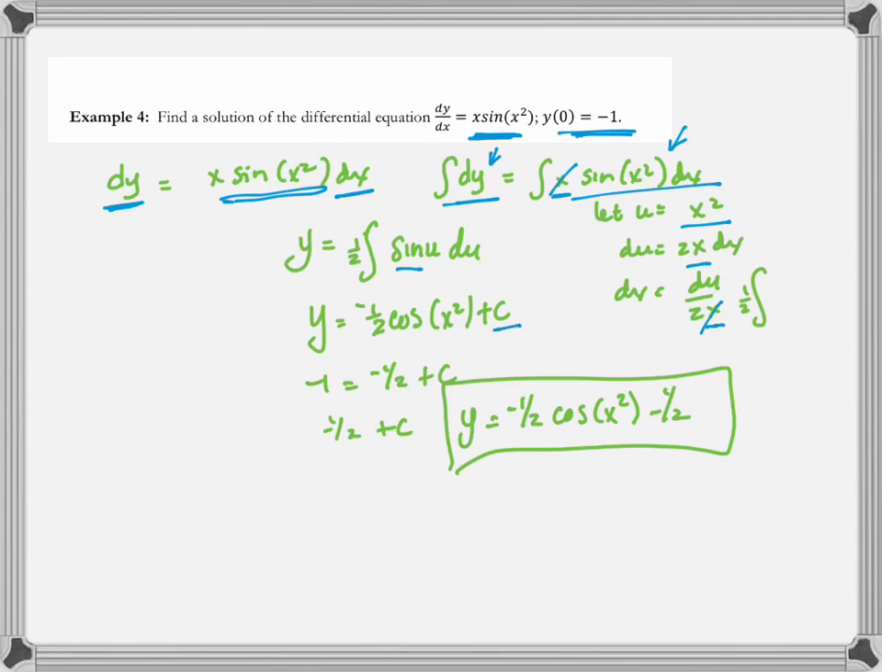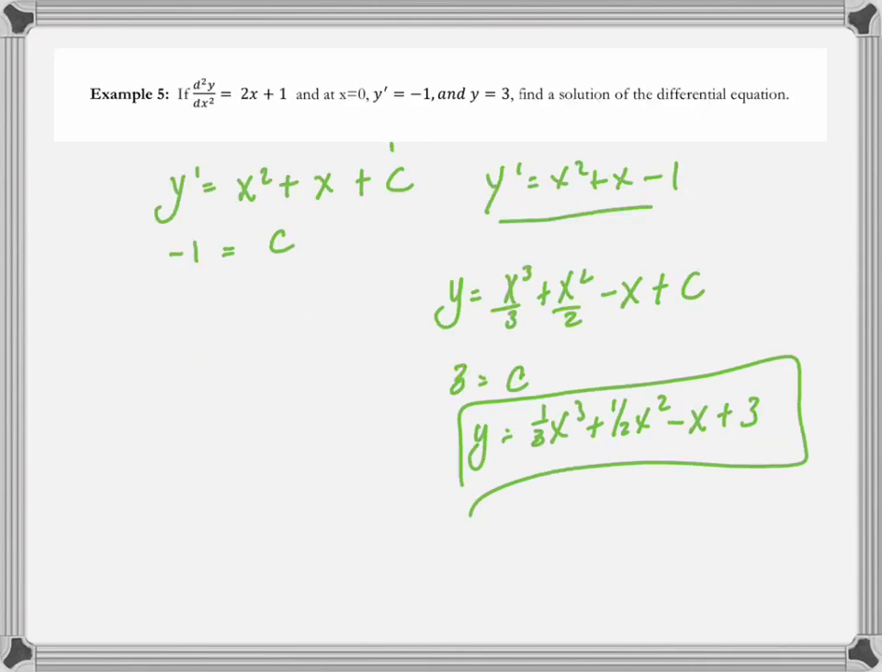Now let's substitute an initial point. The initial point is 0, negative 1. So negative 1 is negative 1/2. The cosine of 0 is 1, so it stays negative 1/2 plus c. So add a half to both sides, and you get c is negative 1/2. So your equation is y equals negative 1/2 cosine of x squared minus 1/2.